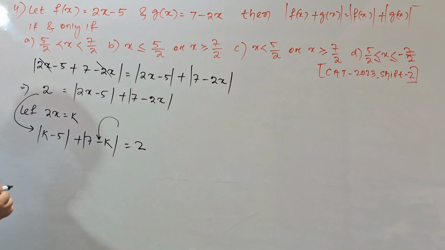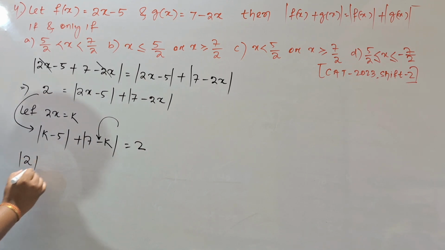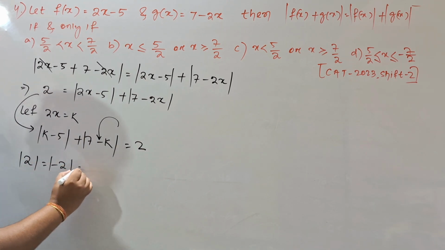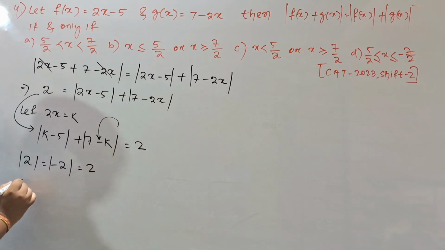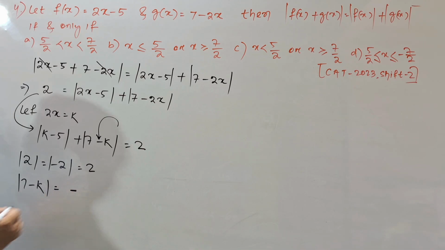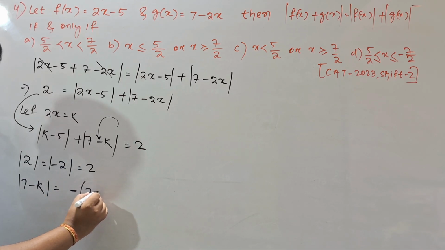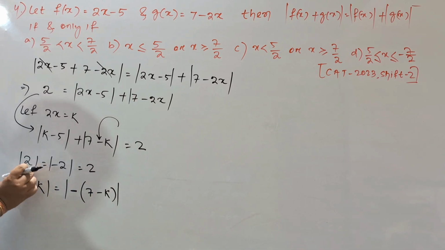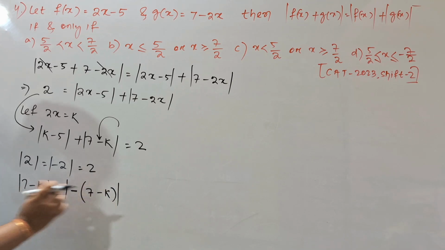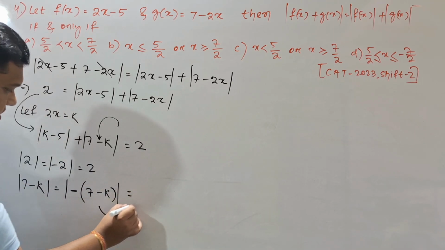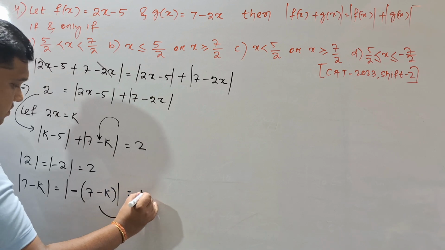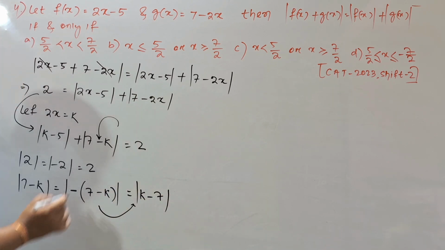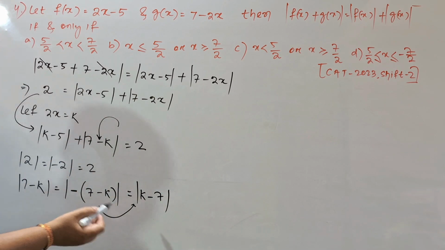How to make it? Now you know |2| is equal to |−2|, and the value is 2. Similarly here I can write |7 − k|. If I take a negative sign common here, this is |−(7 − k)|, which is −7 + k, so this is |k − 7|. Here in this place I will write |k − 7|.